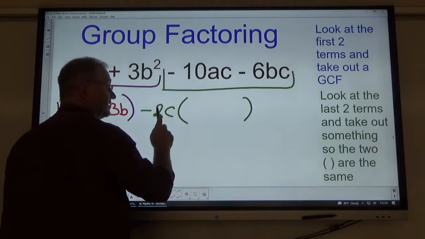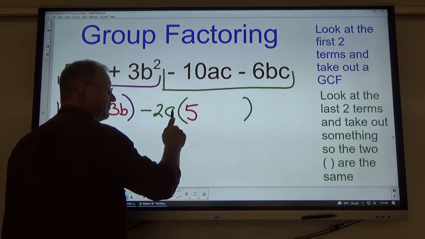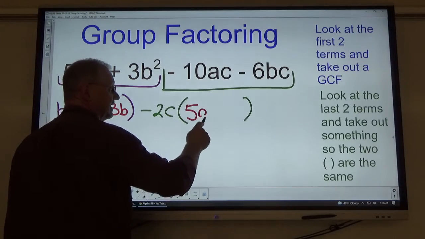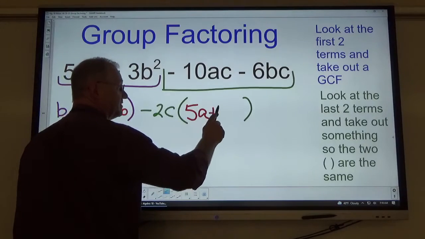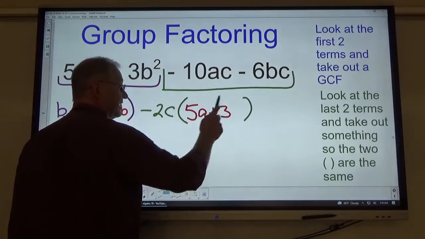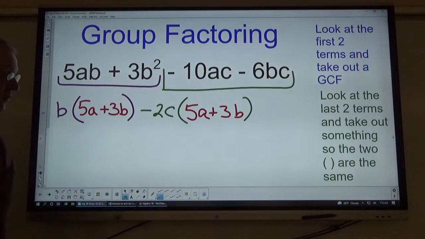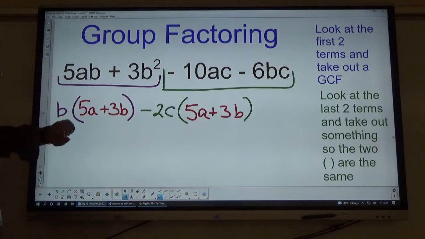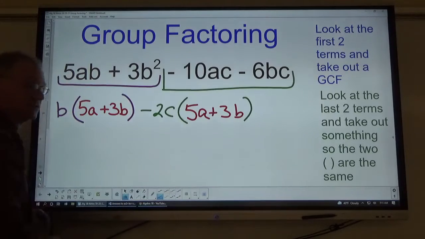I'm dividing each of these by negative 2c. Negative 10 divided by negative 2 is positive 5. The c's cancel and a is left inside. Negative 6 divided by negative 2 is a positive 3, and the c's cancel, b is left inside. Now if you notice, the two red interiors of the parentheses are identical. And in the same way I took a b out of both of these, I'm going to take the parenthesis out of both of these expressions.